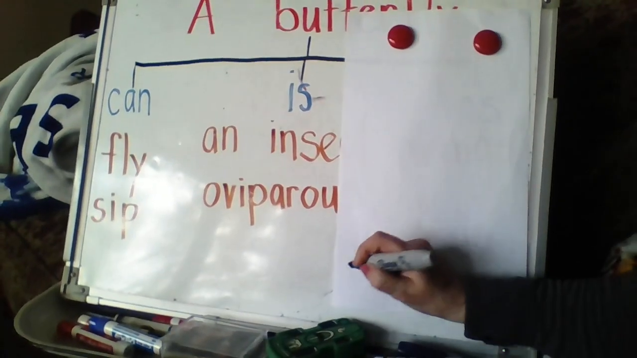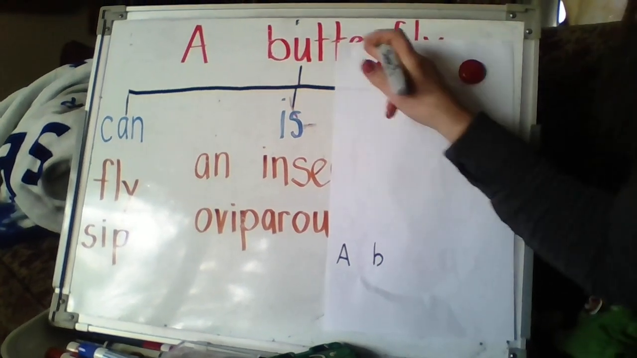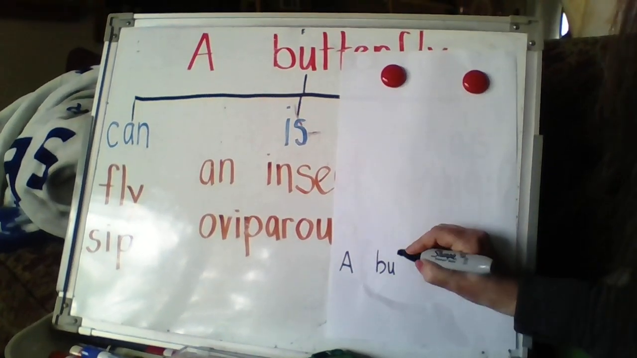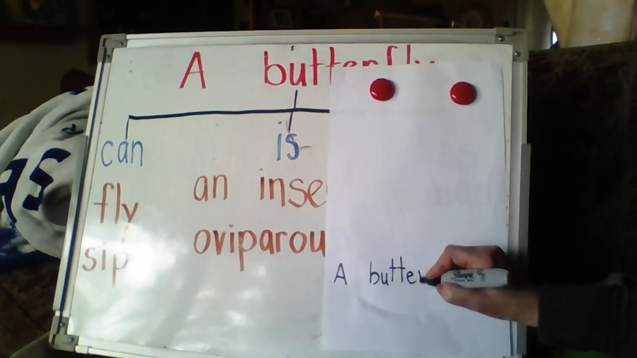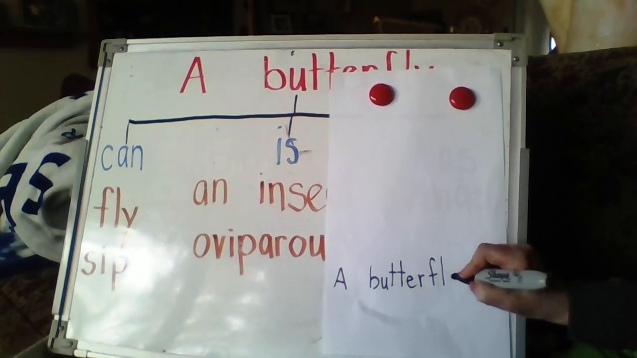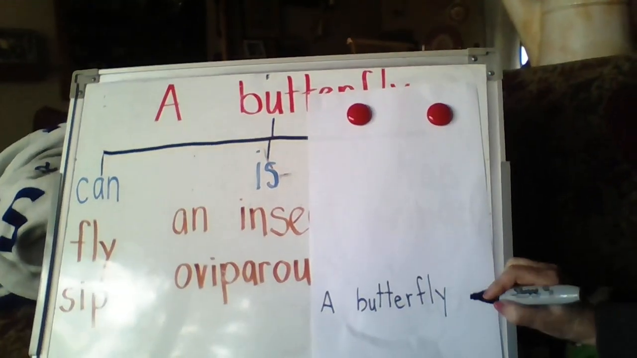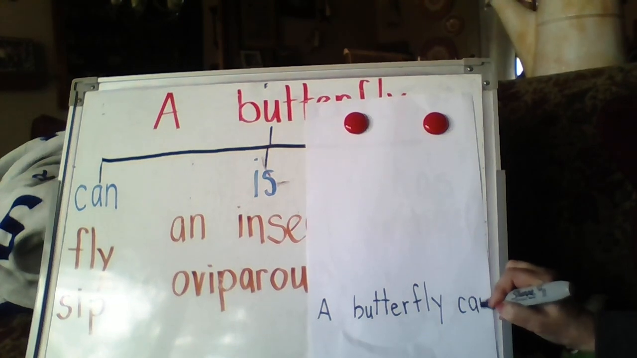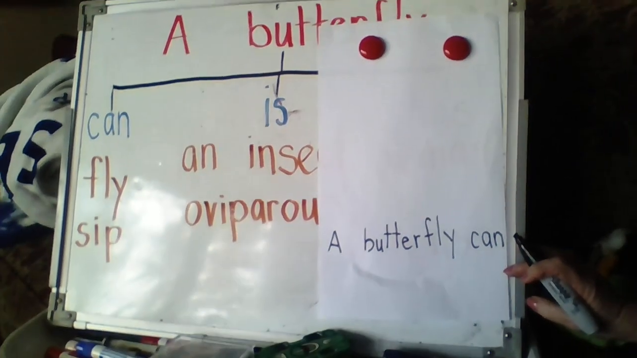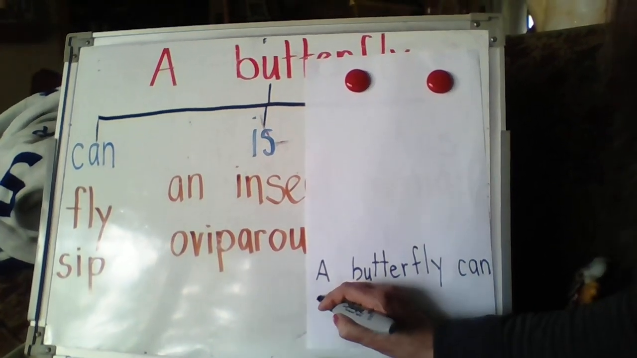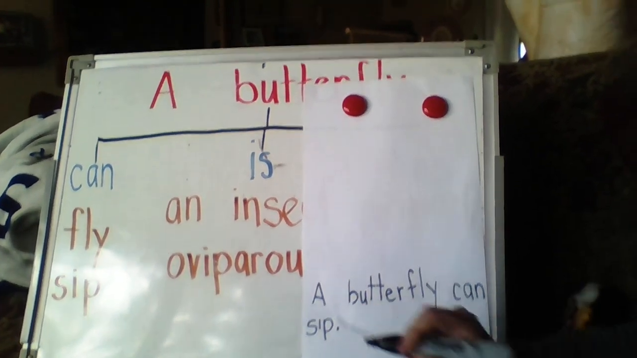Let's see if you can see this. I'm going to start here, not too close to the bottom. The word butterflies is at the top. Your mom or dad can freeze this and you can pick what you want to write. A butterfly. Now I need the word can, so I'm going to leave space. A butterfly can, and I'm going to put sip, but I don't have room here. So now I'm going to go way over to this side. Sip. And at the end of my sentence, I'm going to put a period.